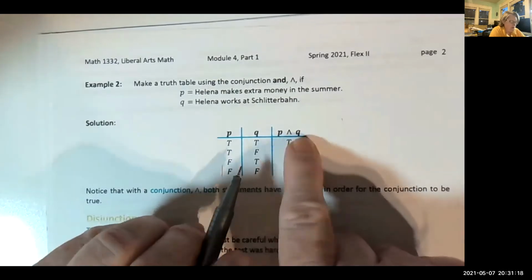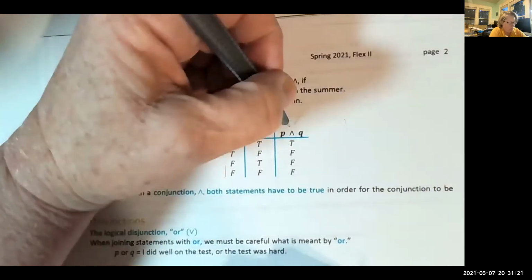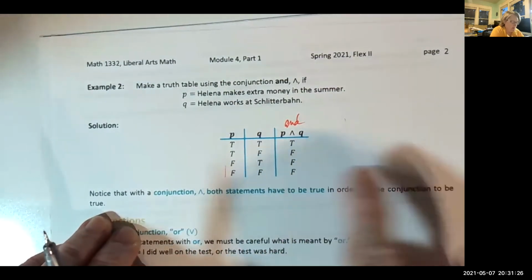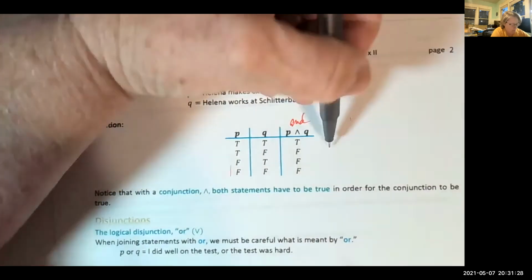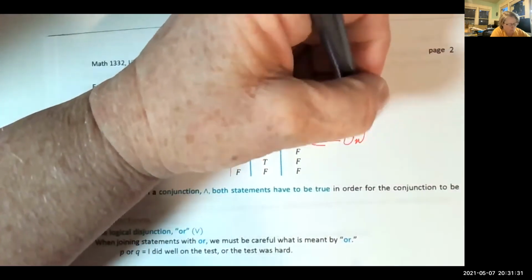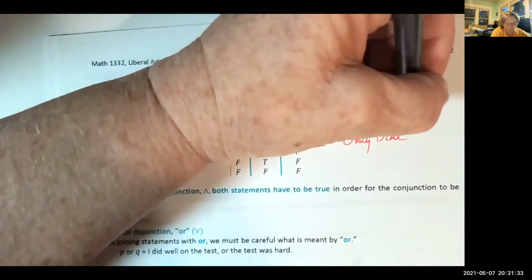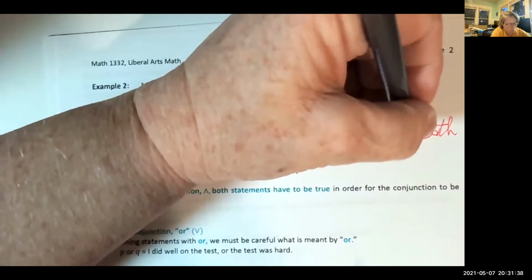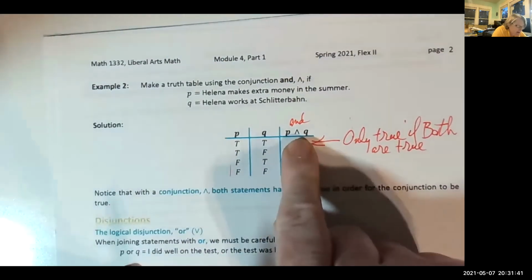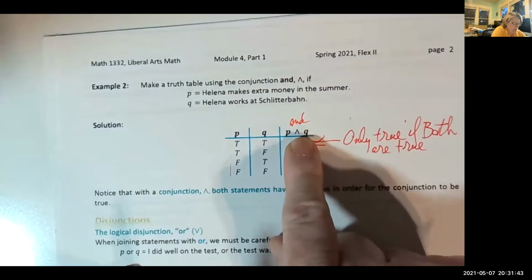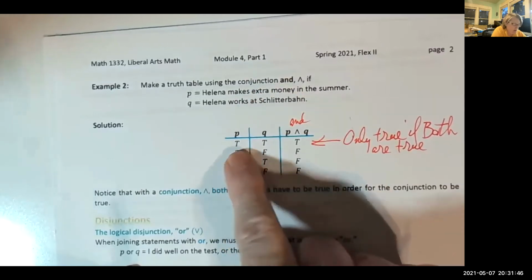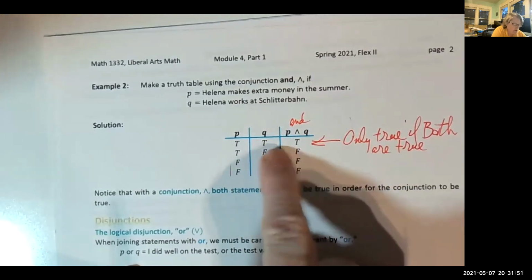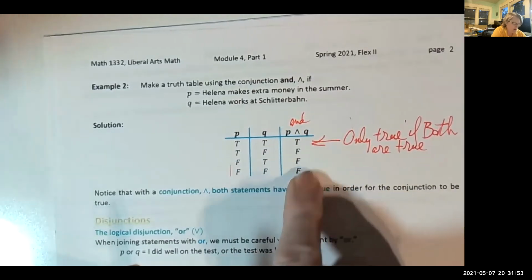If you and two things together, the outcome is only true if both are true. So with this and this tent shape, the conjunction, the only option for P and Q to be true is if P and Q are true. That means every other combination, we're going to get false.